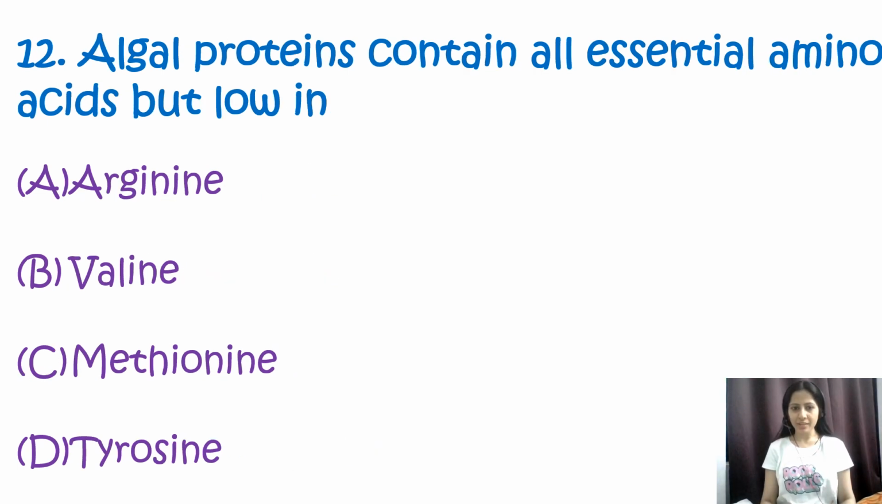So question number 12. Algal proteins contain all essential amino acids but are low in. So the options are arginine, valine, methionine or tyrosine. So over here my correct option will be C, that is methionine.